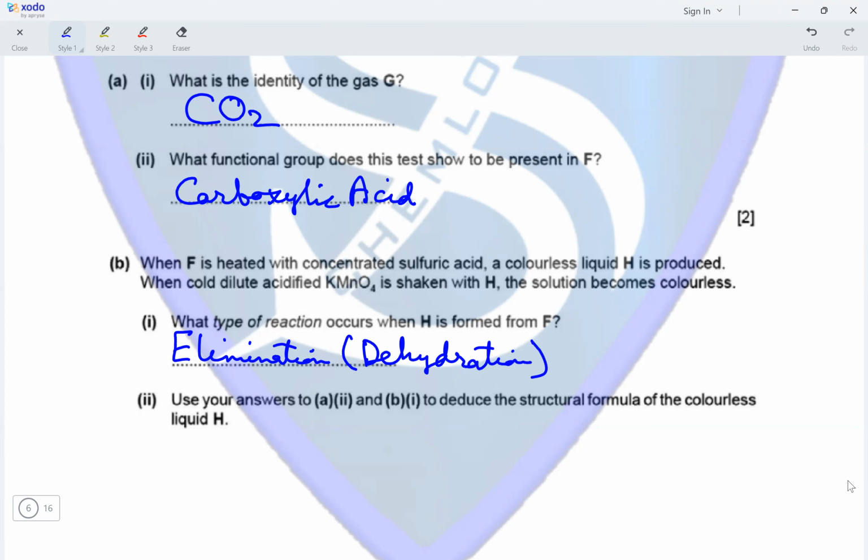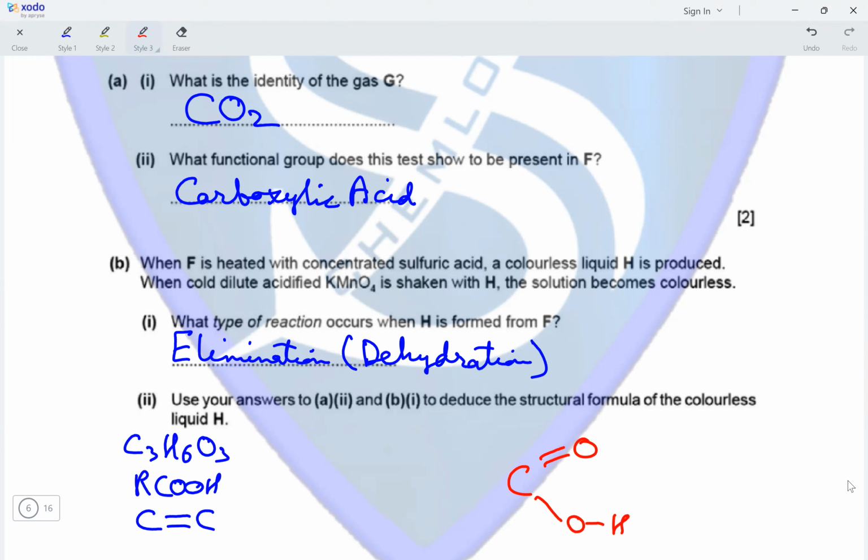Use your answers to A2 and B1 to deduce the structural formula of the colorless liquid H. So we have a molecular formula of C3H6O3. We know that it is a carboxylic acid. We know that it has a carbon-carbon double bond present, because when F was converted to H, we had a positive result with cold dilute acidified KMnO4.